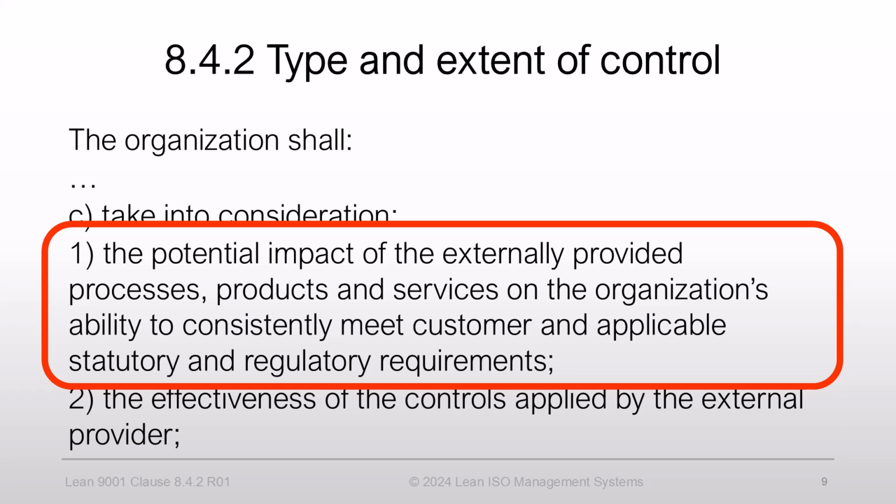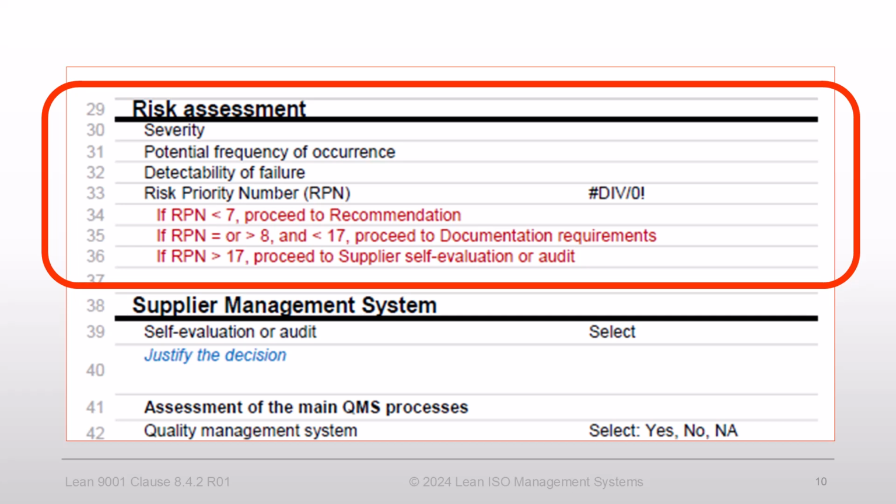The following requirement reads, the organization shall, c. take into consideration 1. The potential impact of the externally provided processes, products, and services on the organization's ability to consistently meet customer and applicable statutory and regulatory requirements. Here, we are yet again one step ahead of the game. I refer you another time to the previous videos, in which we discussed the supplier evaluation process. This process flow includes risk assessment related to the impact of externally provided processes, products, and services. If you missed those clips, check the link below to catch up.